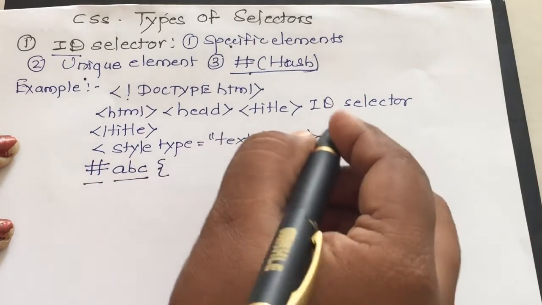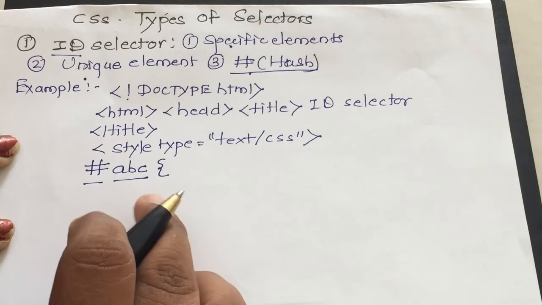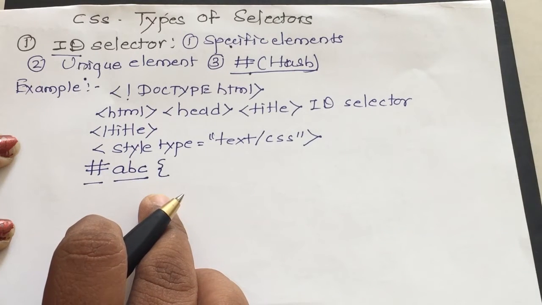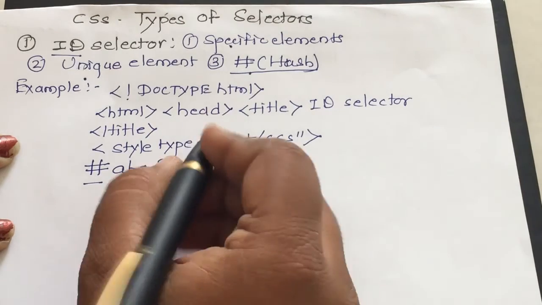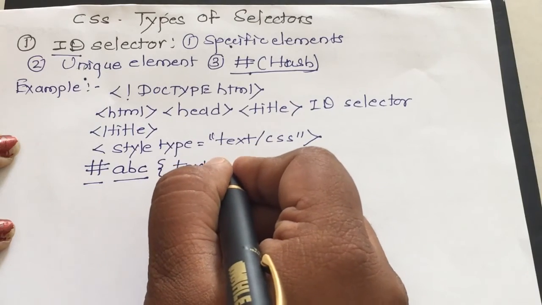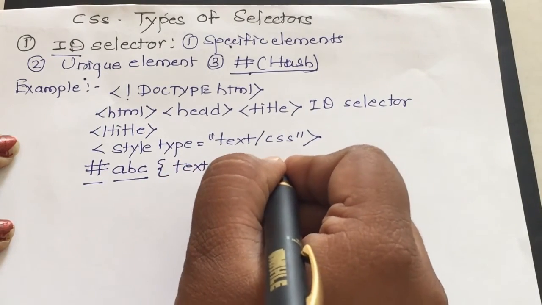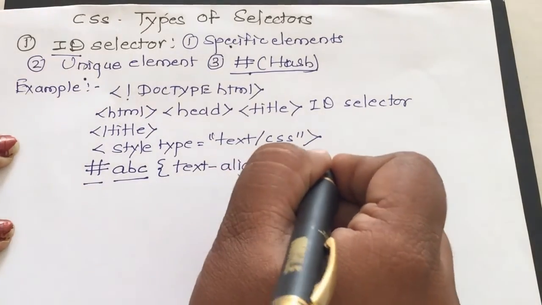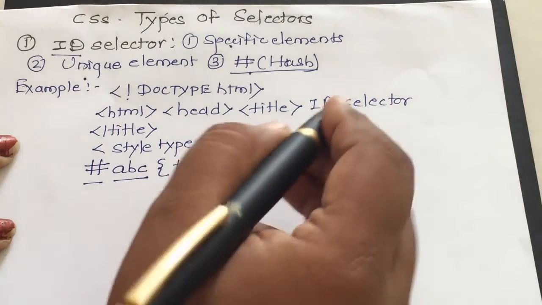Now after that, what is the syntax or format for writing the CSS? The properties are always enclosed within curly brackets. So here curly bracket, suppose the first property I will use, we have seen the properties also: text-align colon center. That means whatever text you define for the ID selector will get aligned into the center.